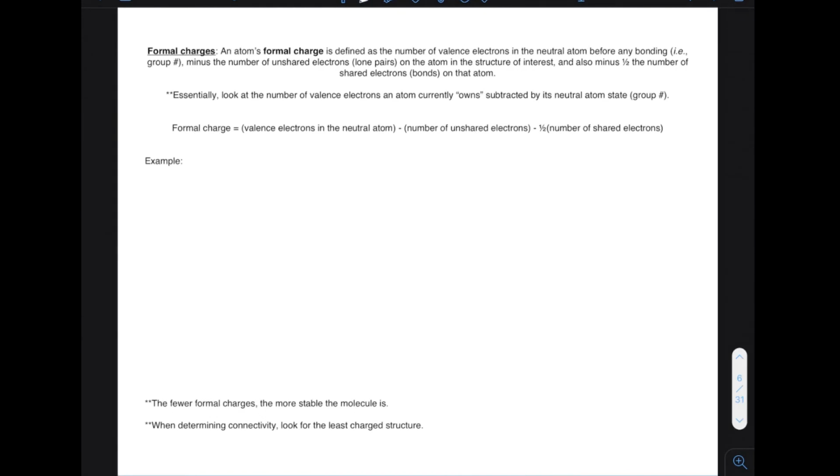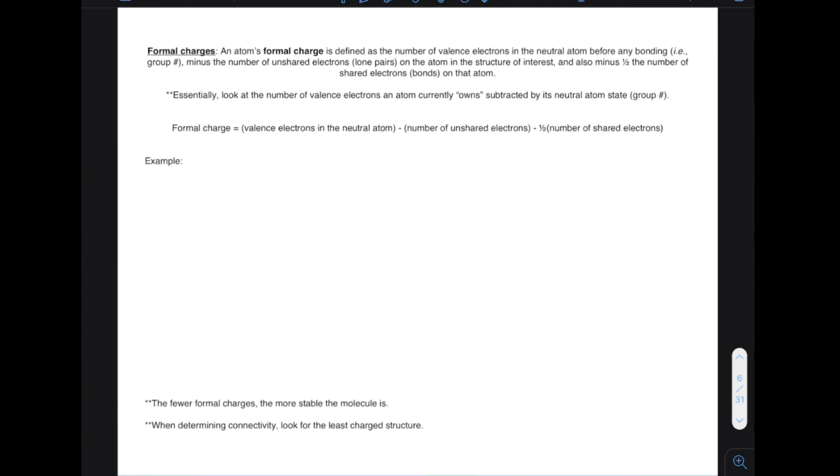All right, so formal charges. We've talked about that a little bit already, but let's talk a little more about what it means and how we can recognize when an atom is charged. An atom's formal charge is defined as the number of valence electrons in the neutral atom before bonding, so it's the group number, minus the number of unshared electrons or lone pairs on the atom in the structure of interest, also minus half the number of shared electrons, the bonds, on that atom. So this is one of the few cases where we'll be doing some math in this class.